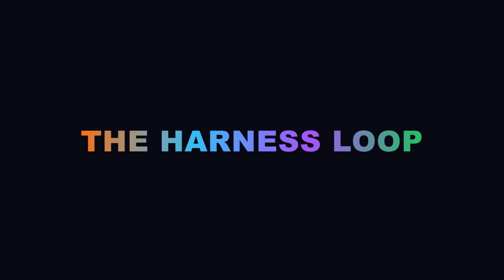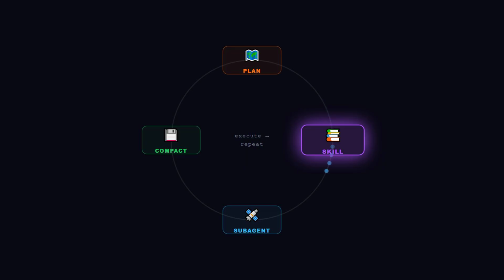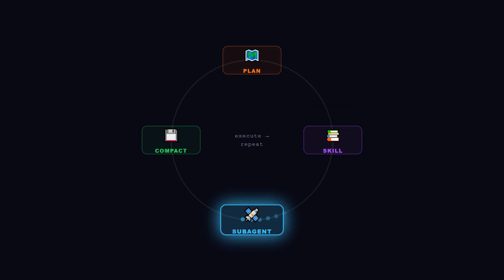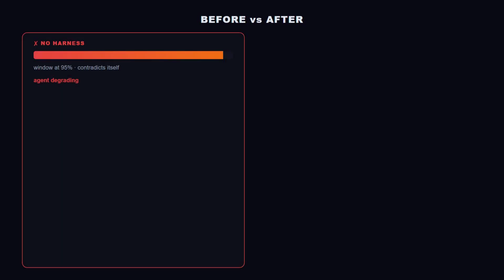Here is where it all clicks. The agent receives a task. Mechanism 1 fires, a plan gets written. Mechanism 3 fires, relevant skills get loaded. The agent executes. When a subtask is heavy, Mechanism 2 fires, a subagent runs it in a fresh window. The window fills. Before it hits auto-compact, Mechanism 4 fires, you compact with a focus. The window resets. The plan is still on disk. The skill index is still attached.